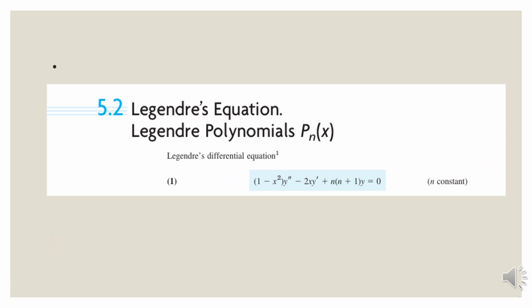Let's continue. As you can see in slide 2, the Legendre differential equation has been stated there. You notice that the coefficient of the second derivative of y with respect to x is 1 minus x squared, and the coefficient of the first derivative of y with respect to x is negative 2x. Then the coefficient of y is n into brackets n plus 1.